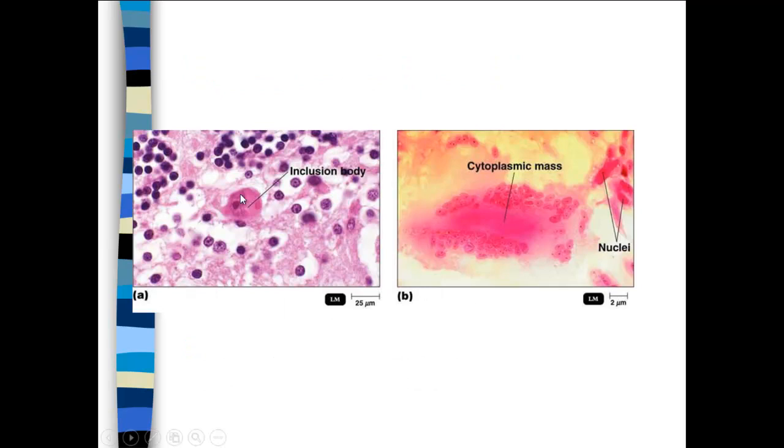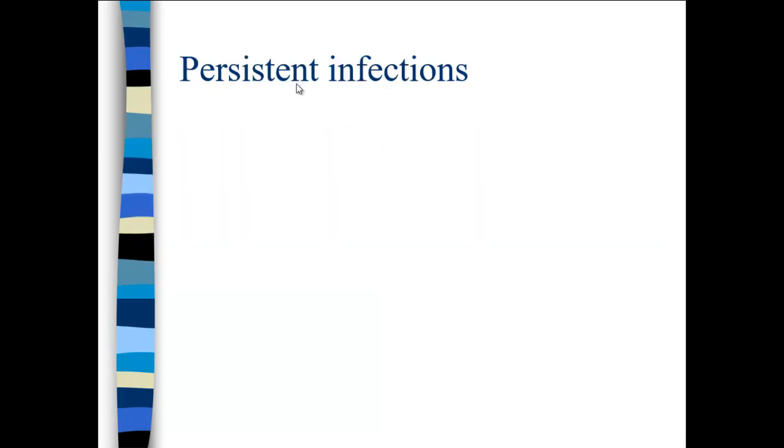Here's an inclusion body in a muscle cell. It's very, very large. And then here's a large cytoplasmic mass, and you can see multiple nuclei here and here. And this is just a large syncytia where you've had many, many cells all fused together. At this point, the cells don't function very well with multiple nuclei, so the syncytia with the cytoplasmic mass will essentially die off.